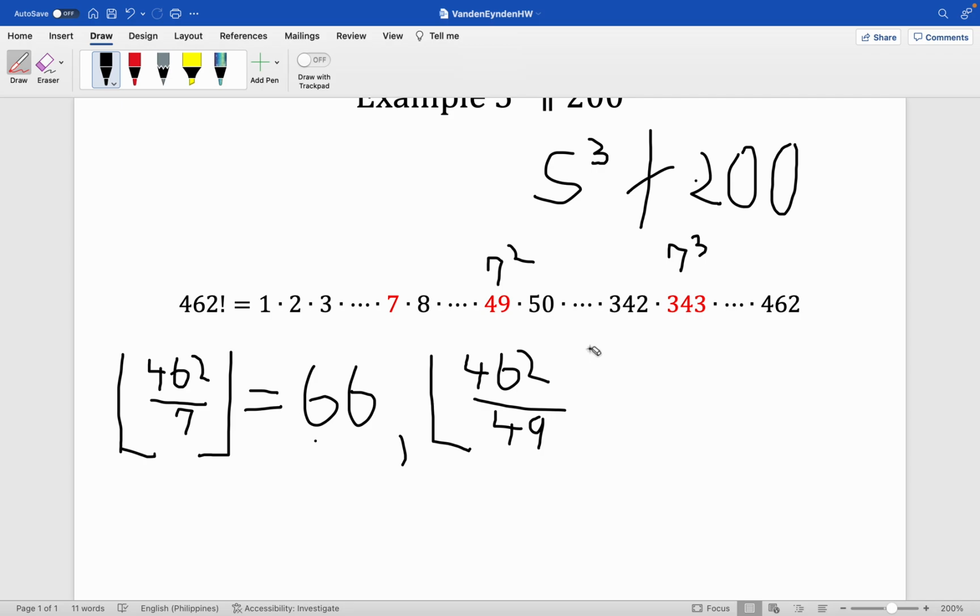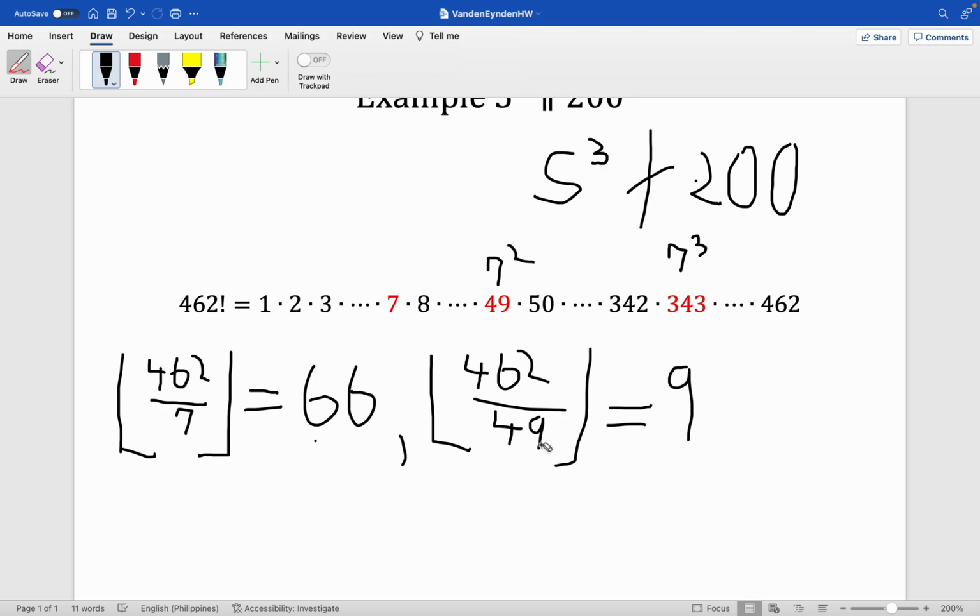Now, that, it doesn't quite make it to 10, does it? Because 10 times 49 would be 490, right? So this is going to be equal to 9. You know, that's the nice thing about the floor function. It just chops off any fractional piece.